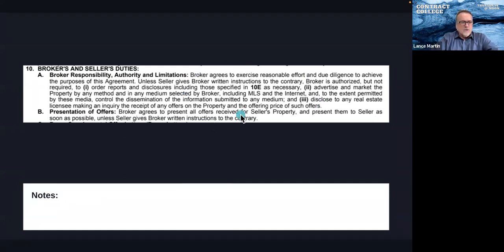Okay, so again, I think we covered the broker's responsibilities and authorities, representation of offers. This in effect is that line in the contract that says we submit all offers to the seller unless the seller gives the broker written instruction to the contrary. I've done this 35 years. I've sold 10,000 houses, maybe more. I've never once had the seller tell me don't submit offers in writing or otherwise. So don't even go there. Just submit every offer. It's just the way to go.